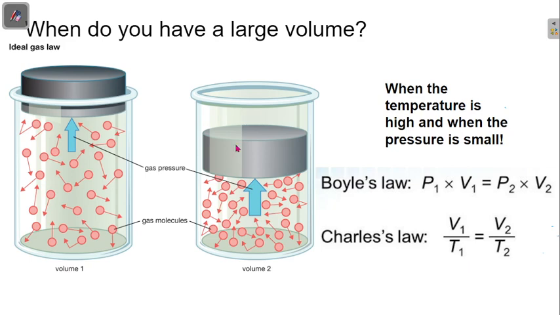And here is a visual representation of what we just said. Okay, volume 1, volume 2. So there's more volume right here, which is what we want for our ideal gas. Okay, and we can accomplish this by increasing the temperature in this, or by decreasing the pressure on top.